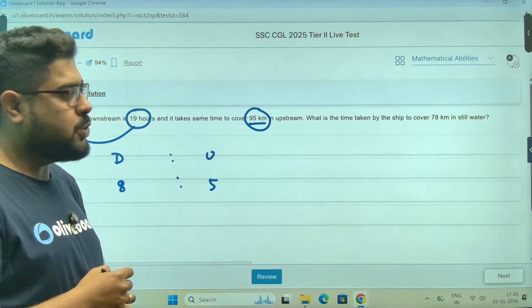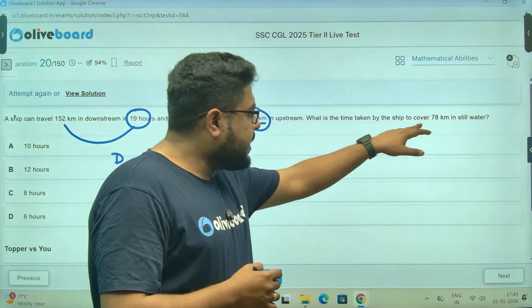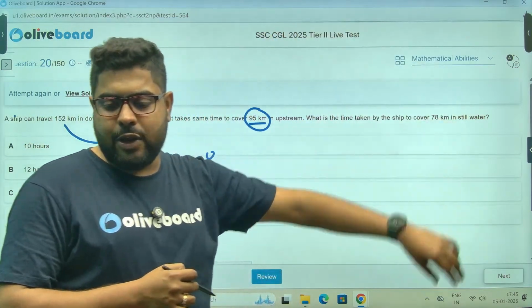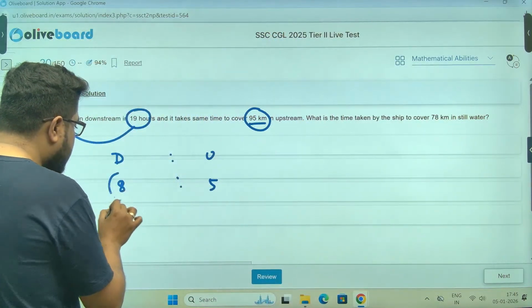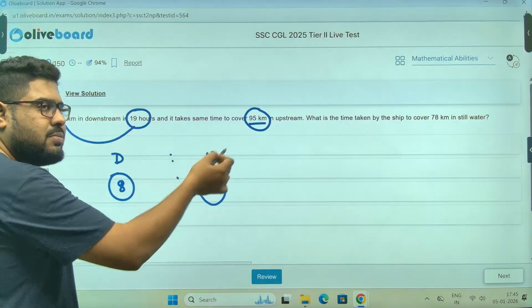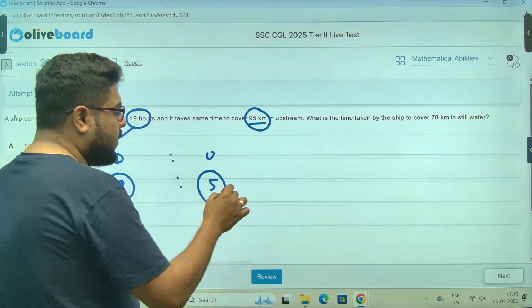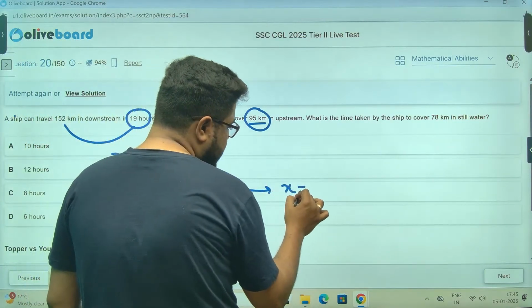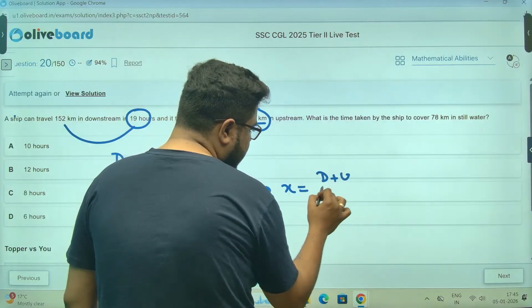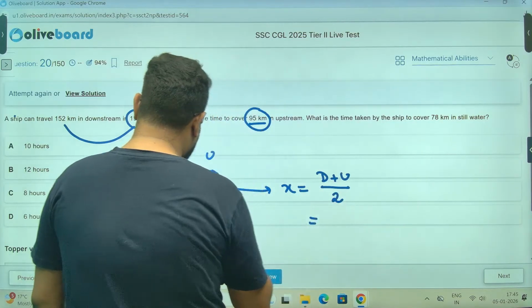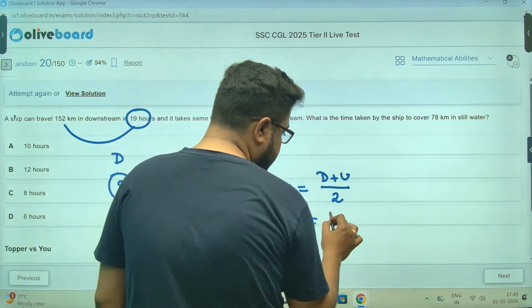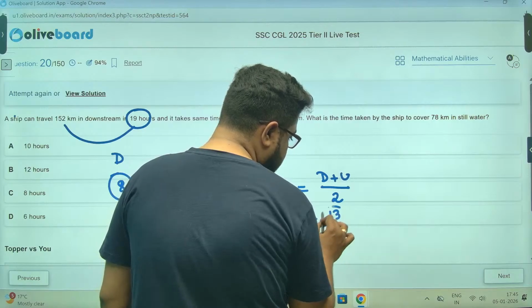This is the speed ratio. Time taken by the ship to cover 78 kilometers. So downstream speed I know. I don't need the ratio actually. I can simply do it, sir. So still water, meaning the value of x, is what? D plus U divided by 2, which is 8 plus 5, 13 divided by 2, sir.